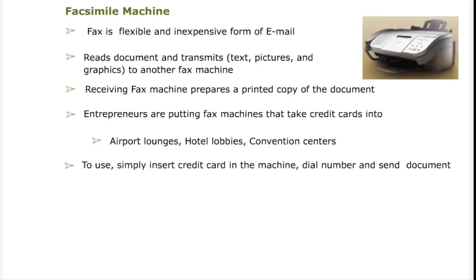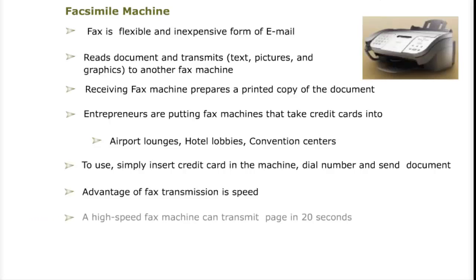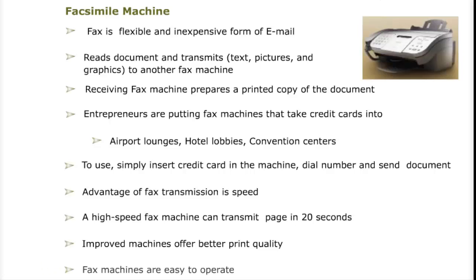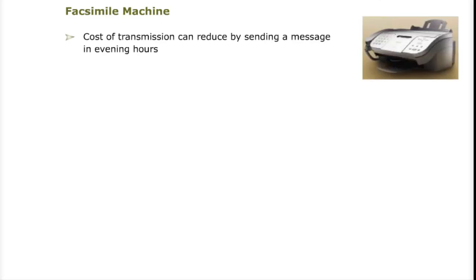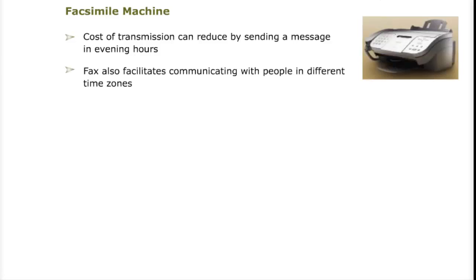To use them, you simply insert your credit card in the machine, dial the number you want to reach and send your document. The advantage of fax transmission is speed. For example, a high-speed fax machine can transmit a page in about 20 seconds. Improved machines offer print quality comparable to that of a copy machine. In addition, fax machines are easy to operate. Because they can be programmed, the cost of transmission can be cut by sending a message in evening hours to take advantage of lower telephone rates. Sending faxes also facilitates communicating with people in different time zones.